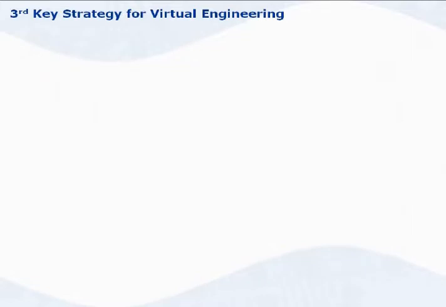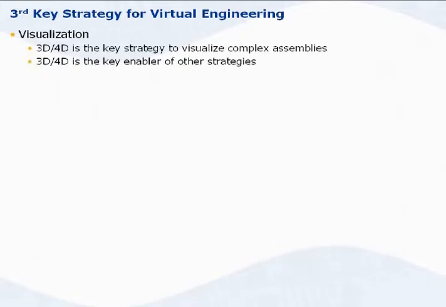The third key strategy of the virtual engineering system is visualization. This is a concept that has to do with how complex assemblies and package constructions can be visualized and understood by using 3D and 4D technologies. We could say that 3D and 4D is a key enabler of other strategies.